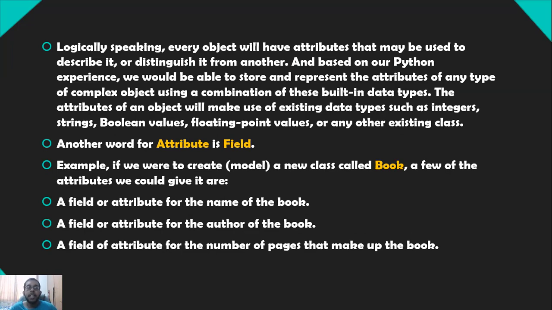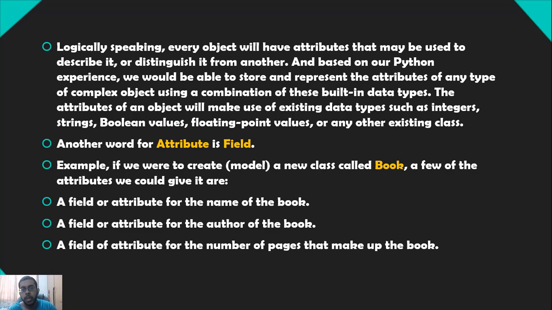Logically speaking, every object will have attributes that may be used to describe it or distinguish it from another. And based on our Python experience, we would be able to store and represent the attributes of any type of complex object using a combination of these built-in data types. The attributes of an object will make use of existing data types such as integers, strings, boolean values, floating point values, or any other existing class. Another word for attribute is field.